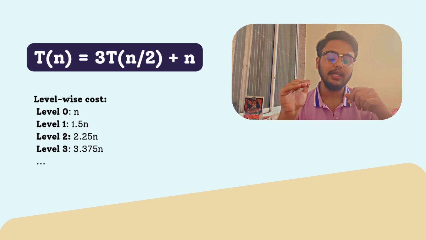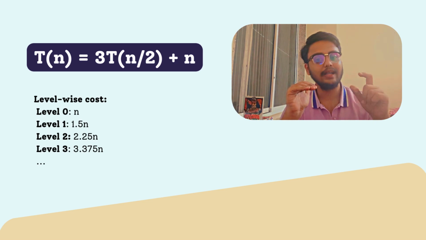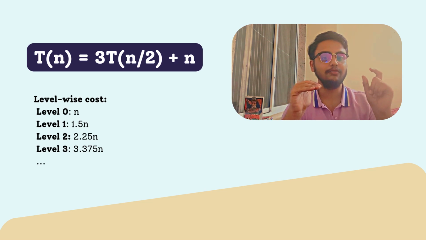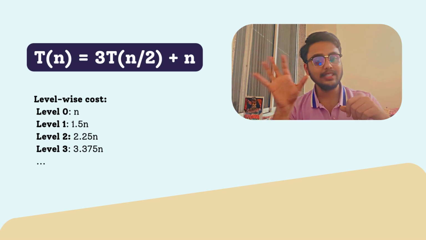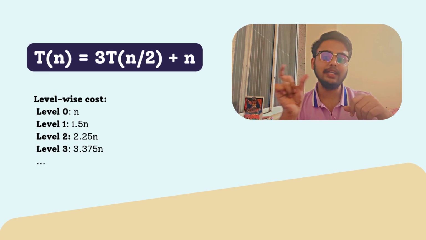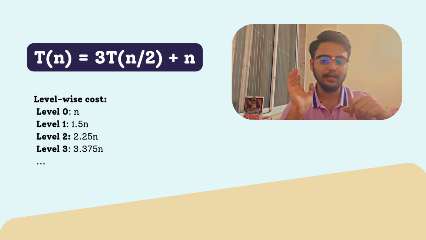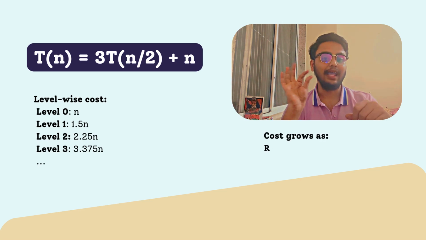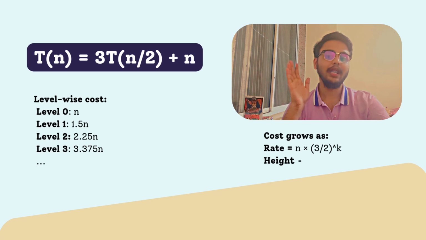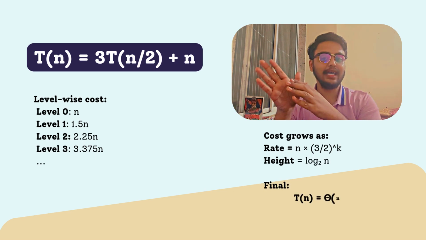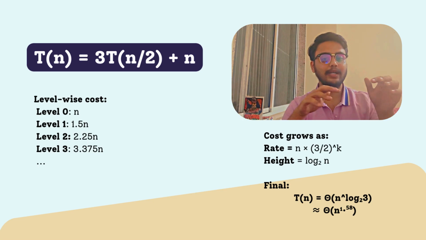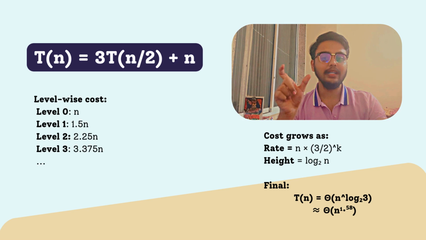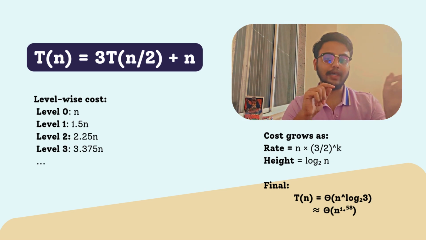In level 3, we get 27 subproblems and the cost is going to be 27 times n by 8, that is 3.375 n. We see the cost is growing like n into 3 by 2 to the power k. We stop at level log of n. Total is going to be n times sigma of 3 by 2 to the power k. This is a geometric sum. So T of n gives us n times 3 by 2 to the power log of n.